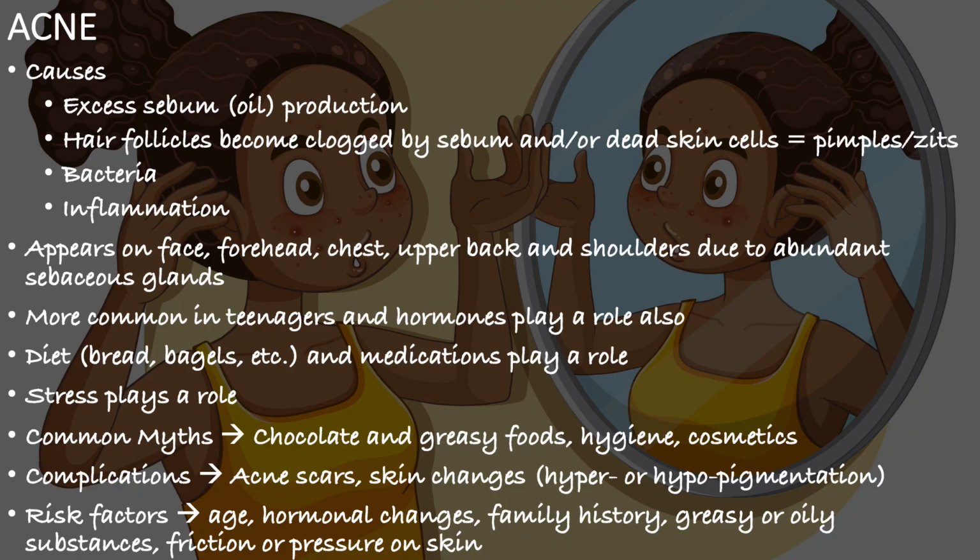So acne affects the skin. It also affects basically the sebaceous glands, the oil glands. And what really happens is the hair follicles become clogged by this sebum, this oil, and/or dead skin cells. And that will result in pimples, zits, and there are other terms like furuncles, carbuncles, and it goes on and on.